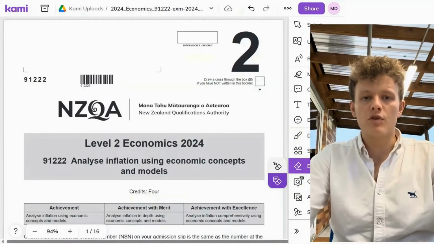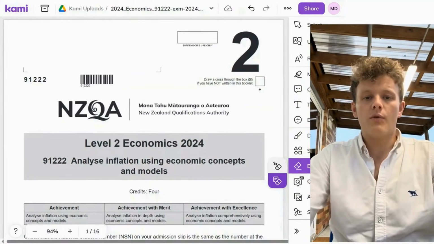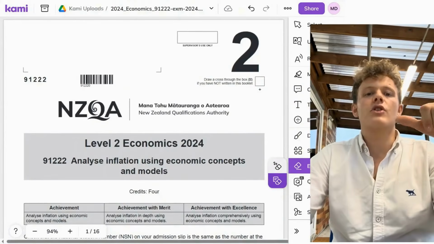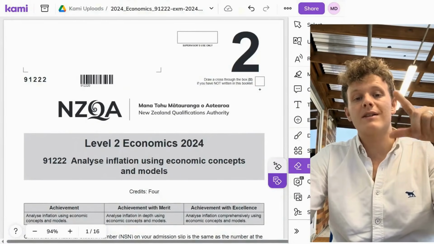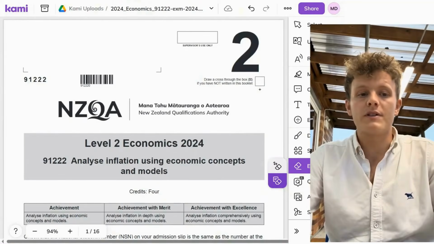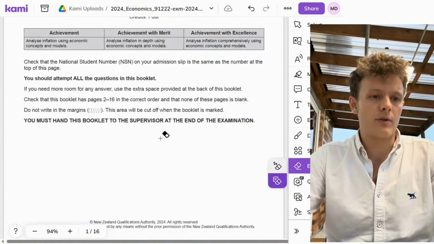Today we're going to look at the level 2 inflation paper from 2024, so that's 91222 from 2024, and we're going to go through each question. We're going to talk about some structures to answer the question, some ideas, some keywords, and hopefully we'll get a better idea of how to walk through and tackle this exam if a similar one comes up this year.